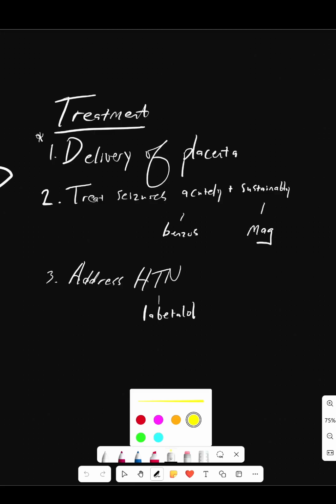We have to treat the symptoms. And so we're going to start with seizure-like activity. You're going to treat that acutely and sustainably. Acutely is going to be with some benzodiazepines, most likely. Locally, 5 milligrams of Versed IV, IO, or IM. And then sustainably with some magnesium.